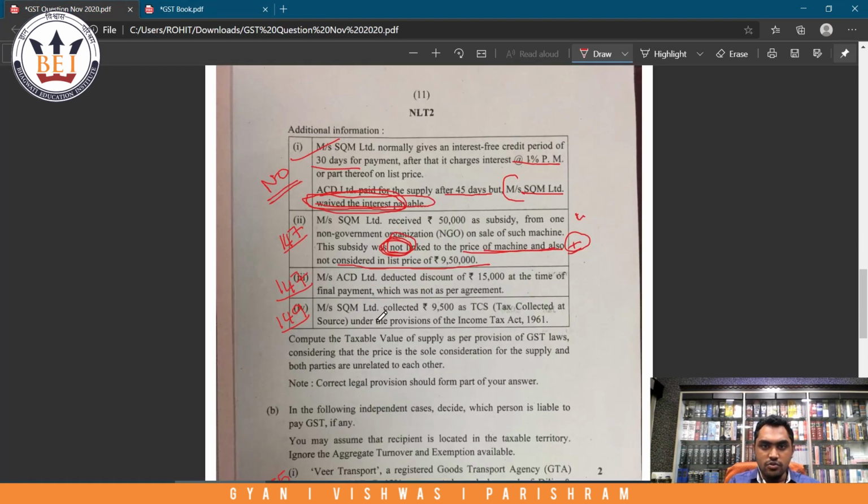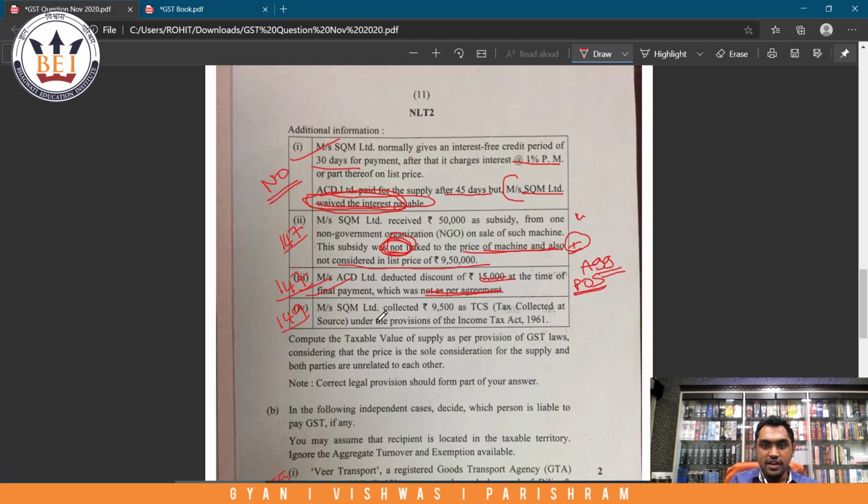And a discount of 15,000 was deducted at the time of final payment, which was not as per the agreement. So this discount has to be added to the value. You cannot deduct this discount because only a post supply discount as per an agreement can be deducted. This 15,000 cannot be deducted.